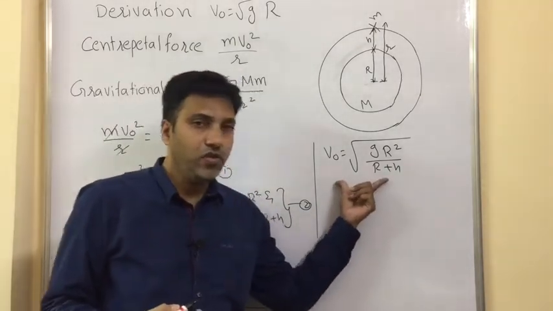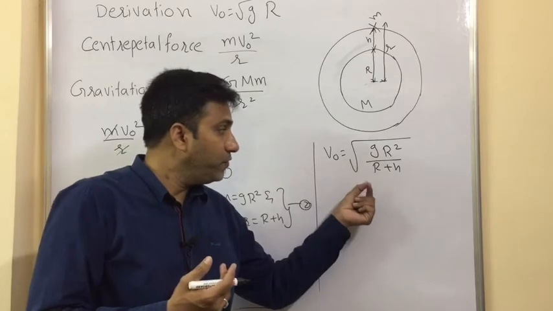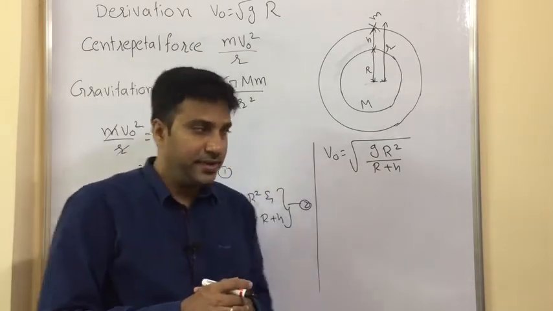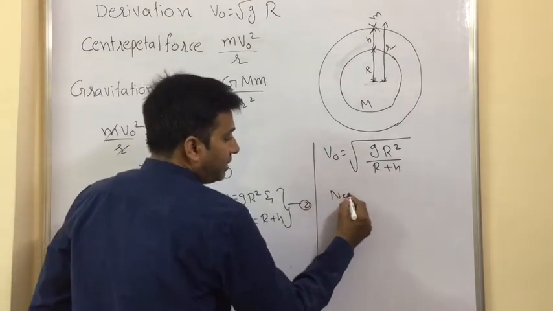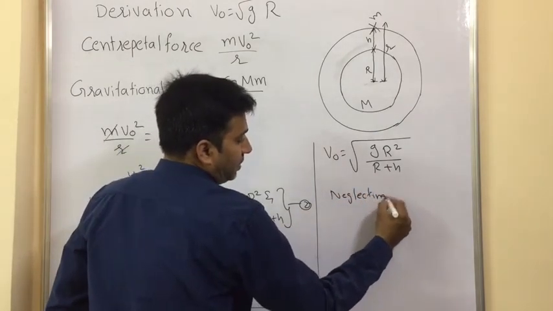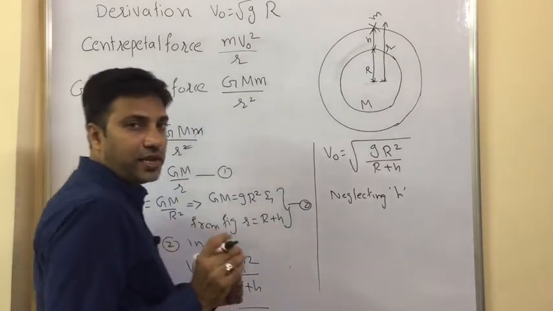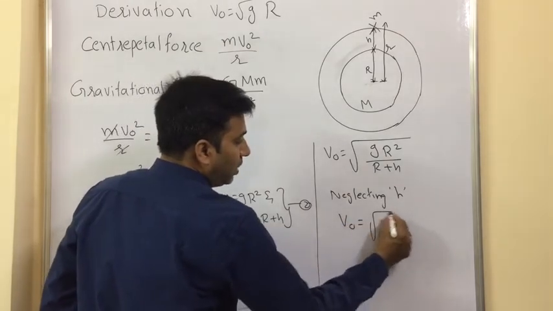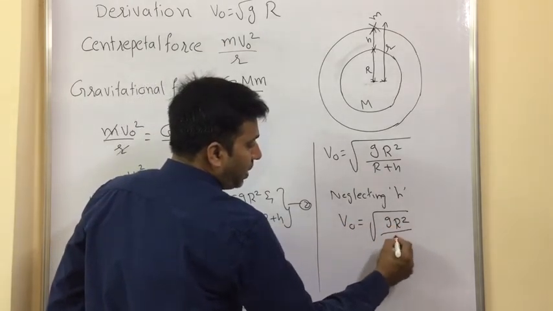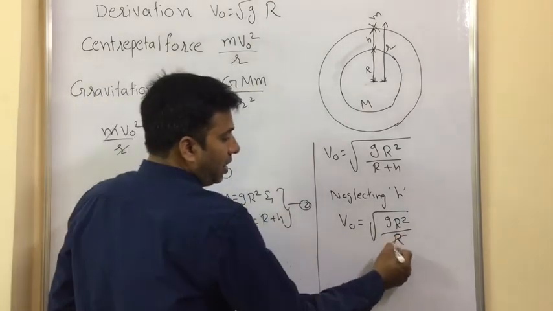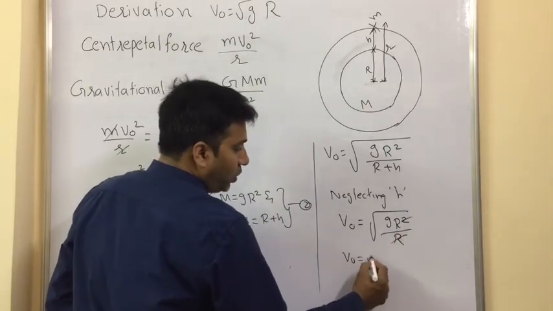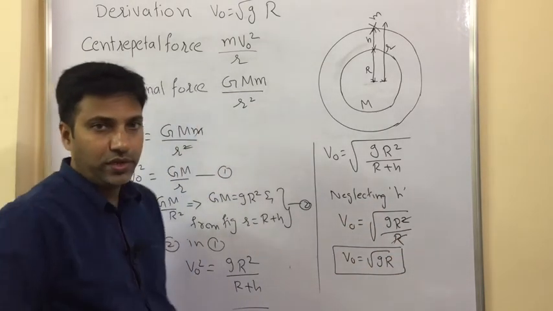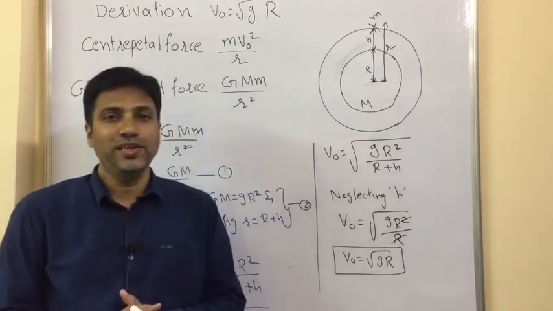Now this is the equation for orbital velocity. If the satellite is very near to Earth, then this height is neglected. So when can we neglect it? If the satellite is very near to Earth, the above equation becomes vo equal to under root g R square by R. Here R and square get cancelled, so vo equal to root g R. So this is the expression for orbital velocity. Thus vo equal to under root g R.